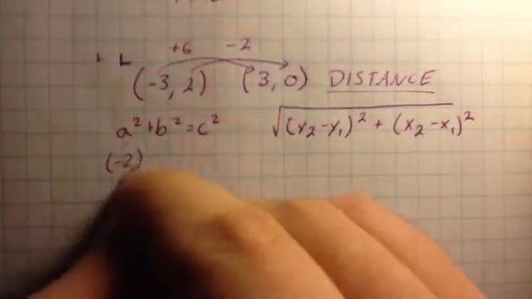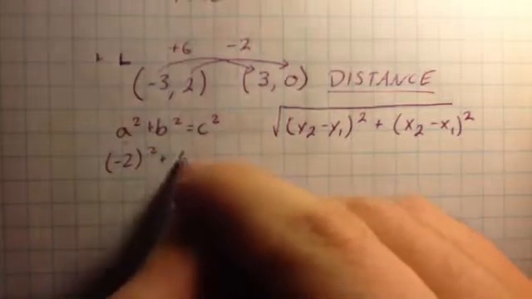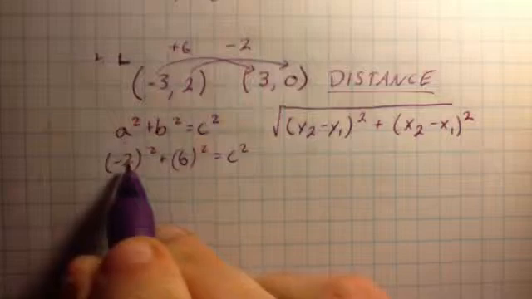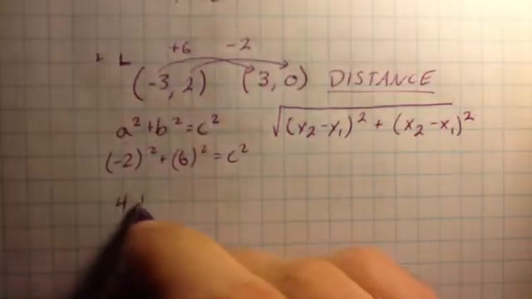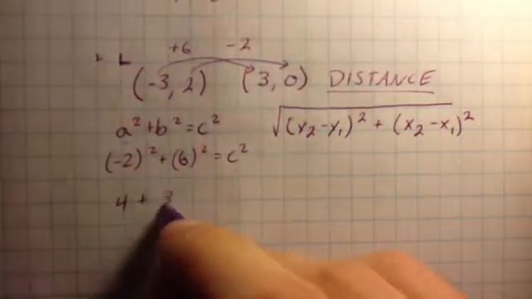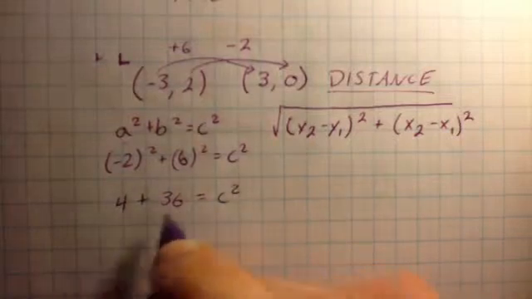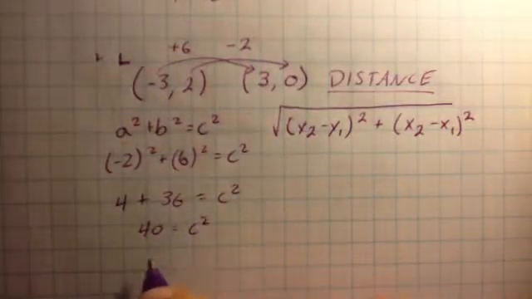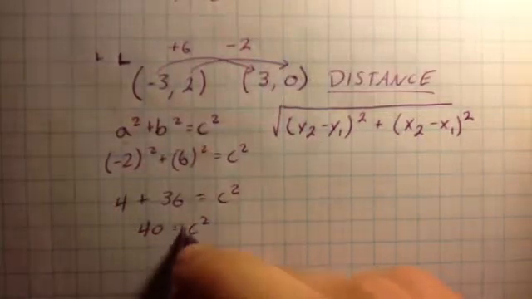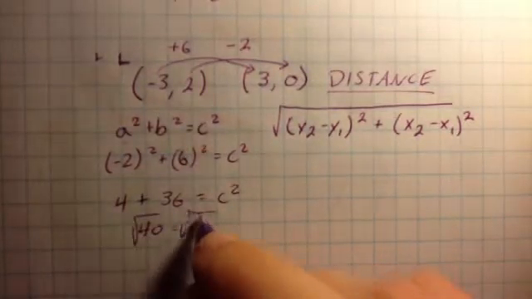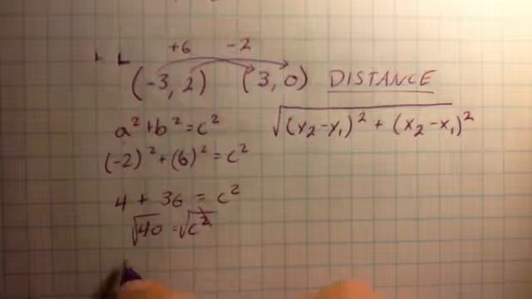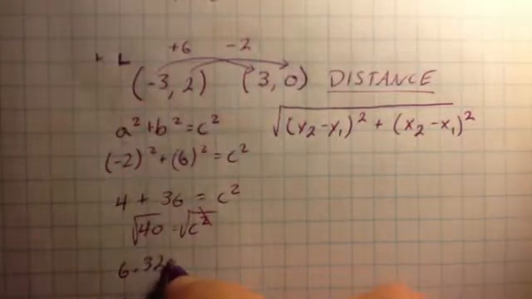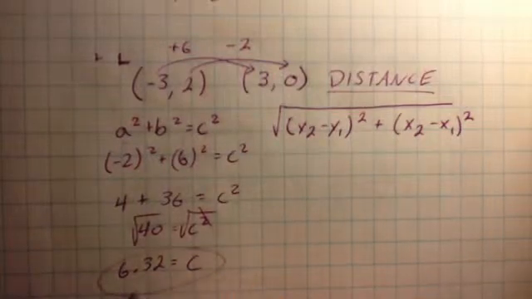So negative 2 squared plus 6 squared equals c squared. Negative 2 squared is 4. 6 squared is 36 equals c squared. 4 plus 36 is 40 equals c squared. And I've got to get rid of that square, so I take the square root. The square and the square root cancel each other out. And so, just like before, this is 6.32 equals c. There's our distance.